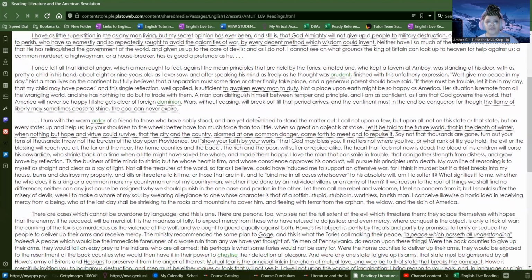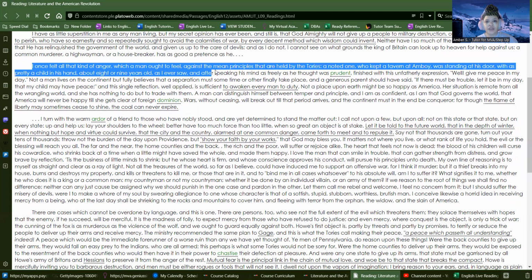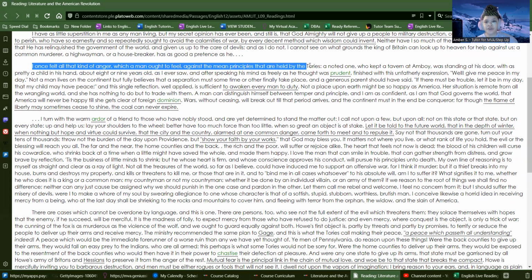Okay, next paragraph. I once felt all that kind of anger which a man ought to feel against the mean principles that are held by the Tories. Now, the Tories are considered the loyalists, basically people who are loyal to the crown. And I think that he's referring not just to British people who are loyal to the crown, but also Americans who are loyal to the crown as well, who didn't want the war.